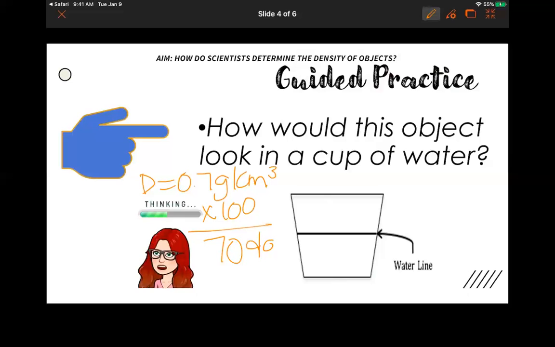The 70 we know is going to be below the water line. So when I draw my object, I want to put most of the object below. And then to figure out the rest, obviously the percent is part of a whole. So if we take 100% minus our 70%, we get 30%. So 30% is what is above the water line.